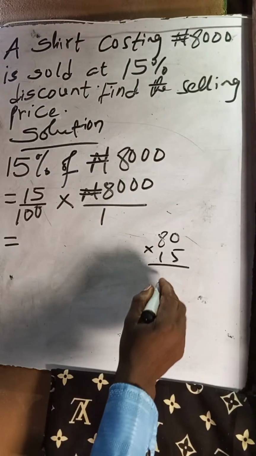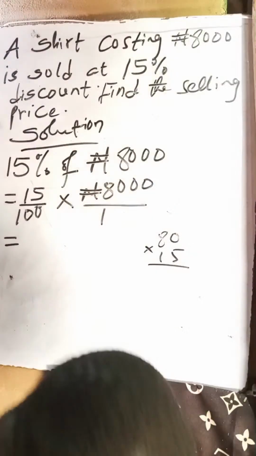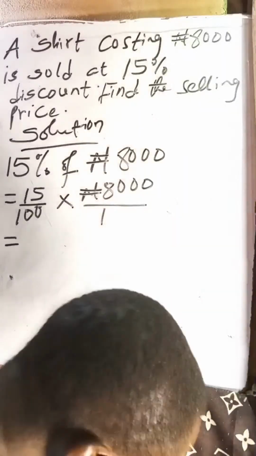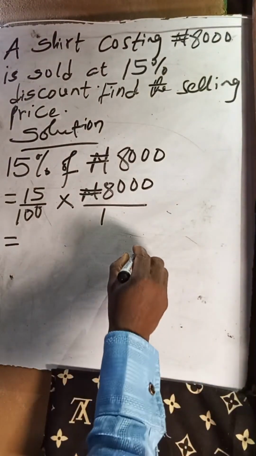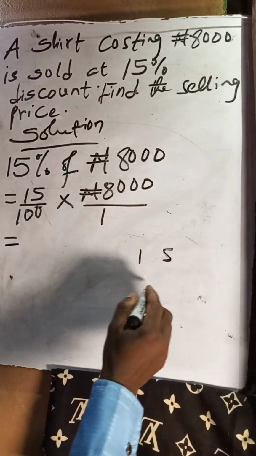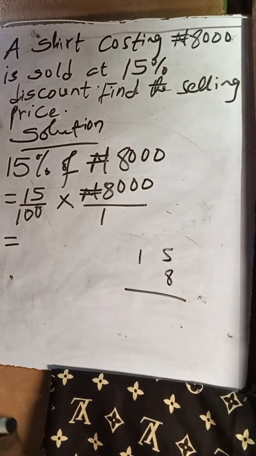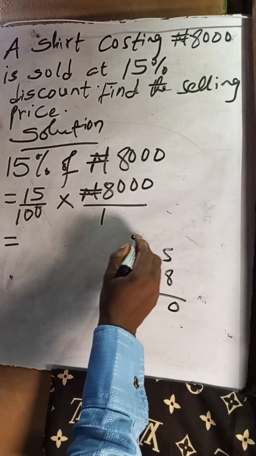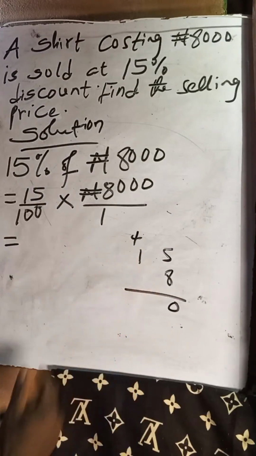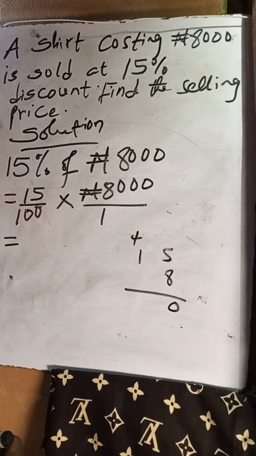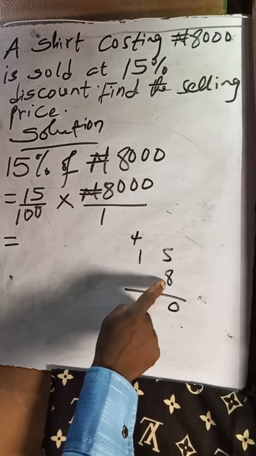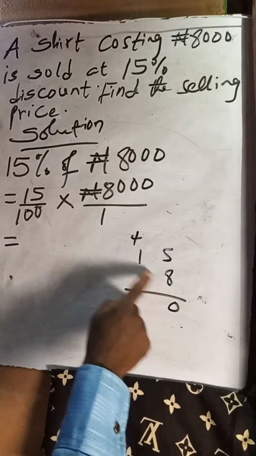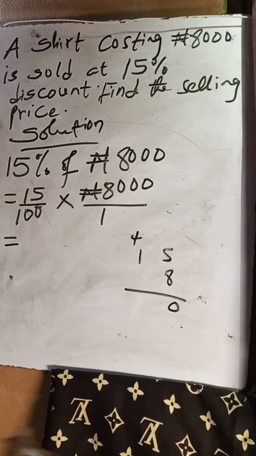So we're going to use just 15 and 8. Please don't forget. 8 times 5 is 40. So write 0 and take 4. 8 times 1 is 8, then plus this 4. That is 8, 9, 10, 11, 12. So that's 12. This means we have 120.